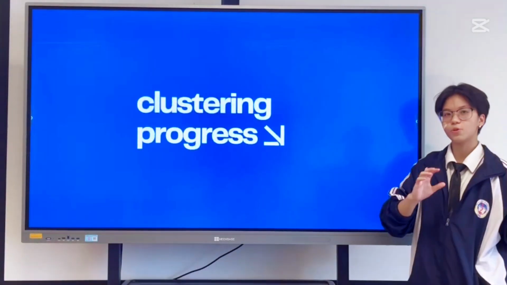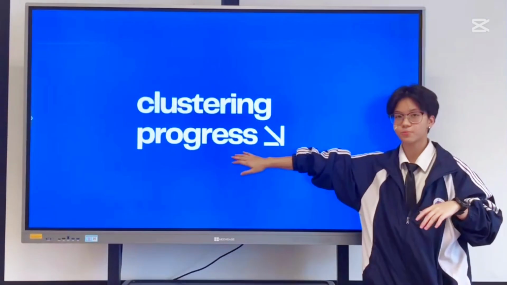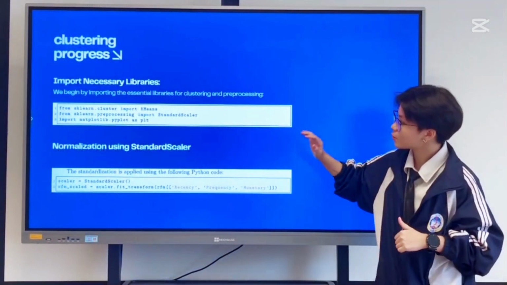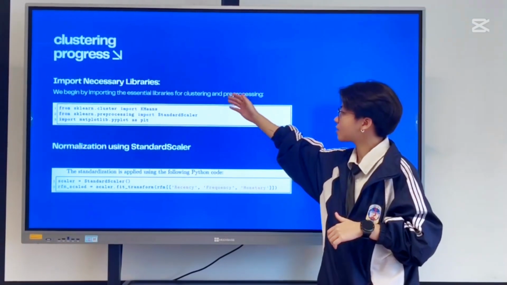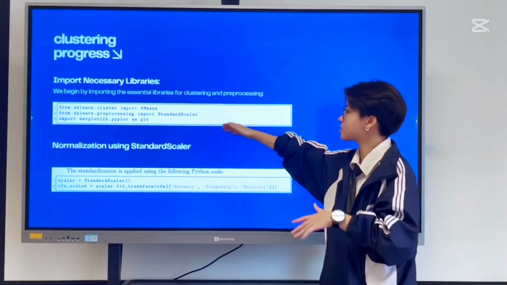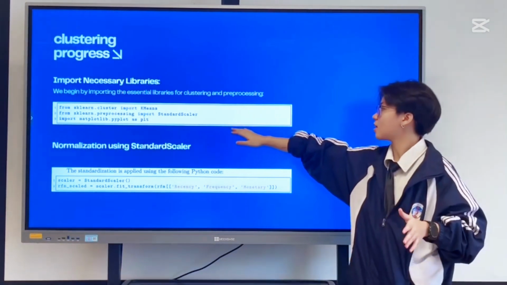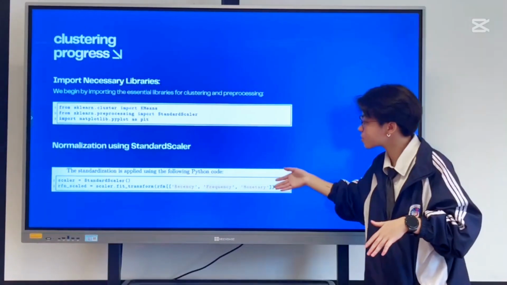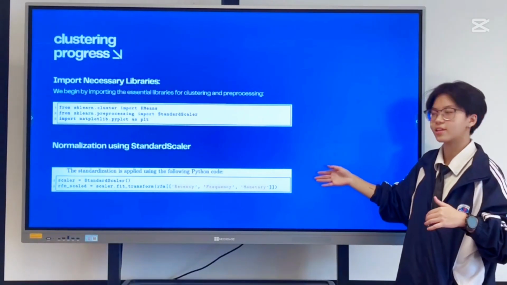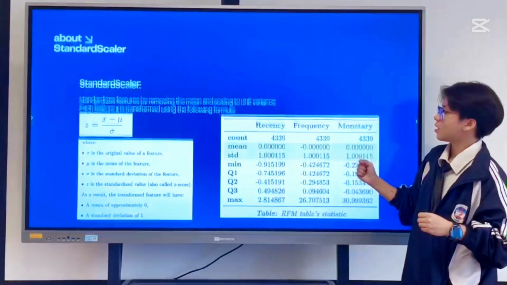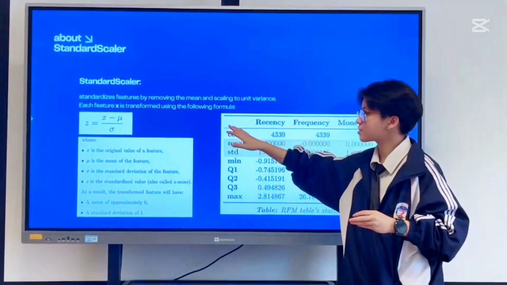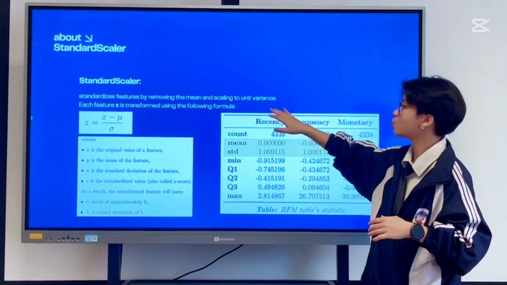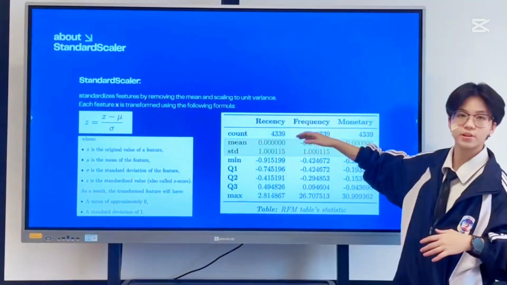So now we are moving to the next part, the clustering process. Firstly, we import the necessary libraries, and here we have KMeans, the StandardScaler, as I said before, the PLT, and here is our code to illustrate that. Next, on the StandardScaler, we have to understand it. It is used to standardize features by removing the mean and scaling to unit variance.